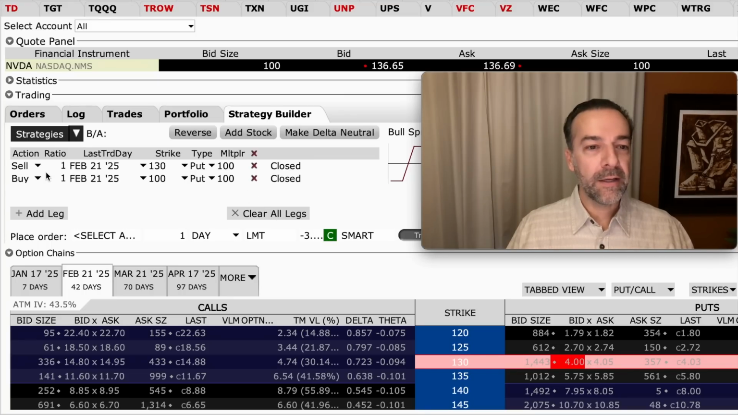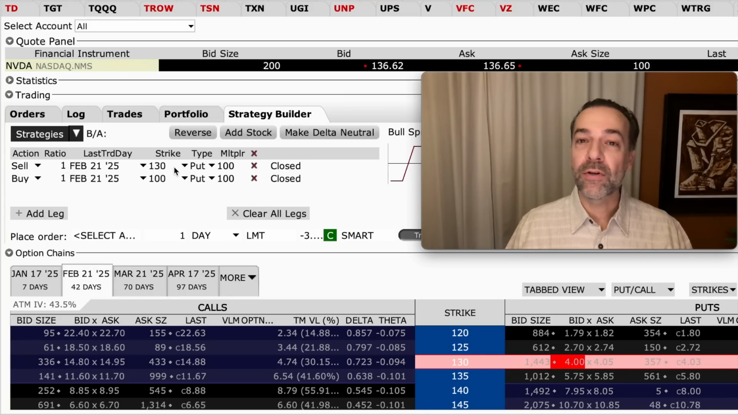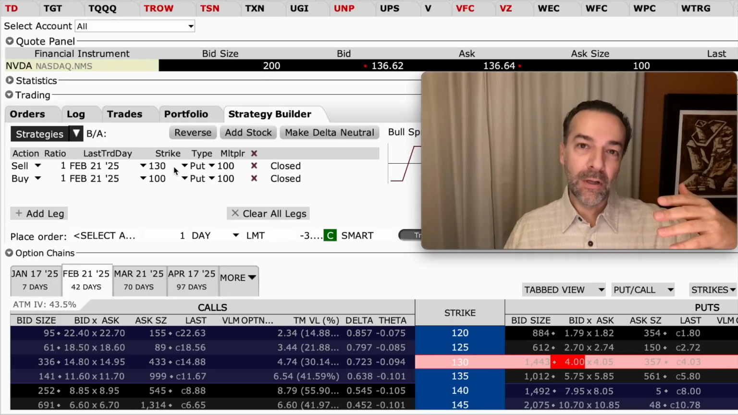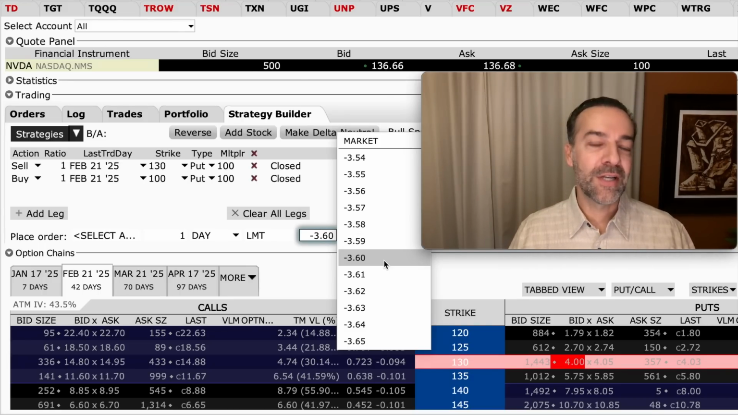So here's what we're looking like. We're selling the February 21st option, which expires in 42 days. We're selling the 130 strike price, which is $5 below where we think its next support is. It gives us a little room to be wrong and still win. But we're buying the 100 put for just black swan event protection in Nvidia. And overall, we're going to get about $3.60 per share.